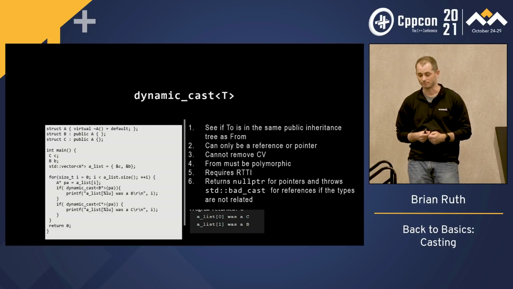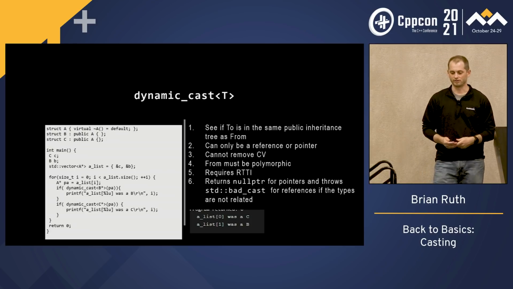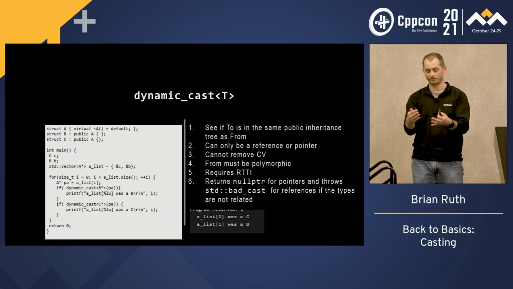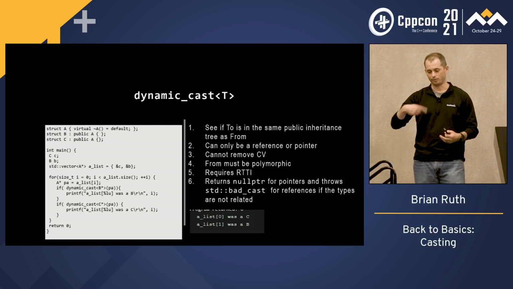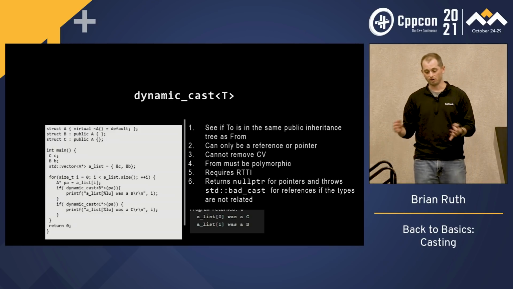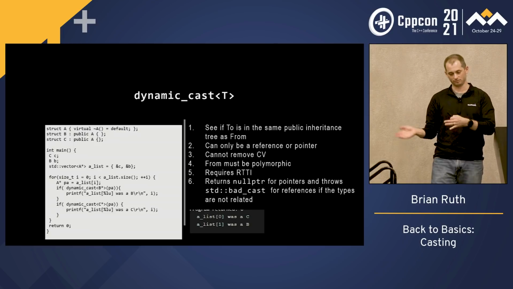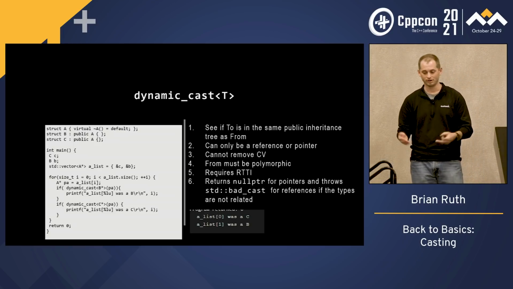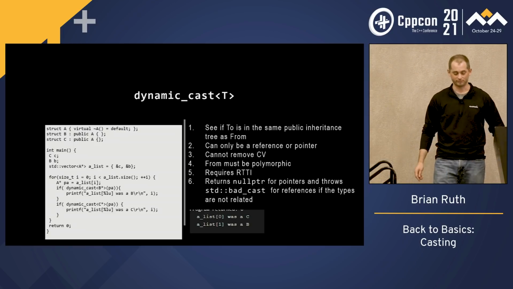a bad cast exception. So here's a quick example: we've got multiple structs, we can load them into a vector using the base pointer, and we can iterate through the list and try to do a dynamic cast. And if it's a null pointer, it skips it. If it's not, that means it actually is of that type. So you can see that the printout is there.